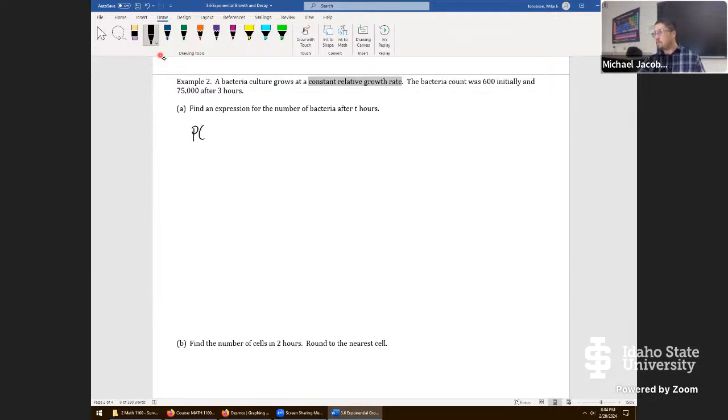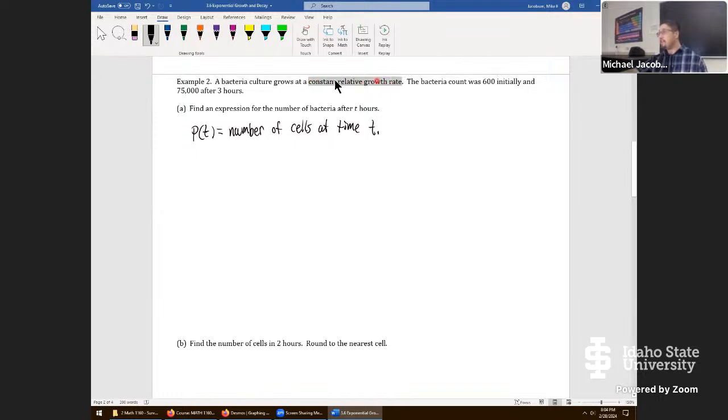P of t be equal to, I was about to say population size, but we could just say this is a bacteria culture, so how about number of cells at time t. So that's just from, we know we have a bacteria culture, it'll grow with time t.